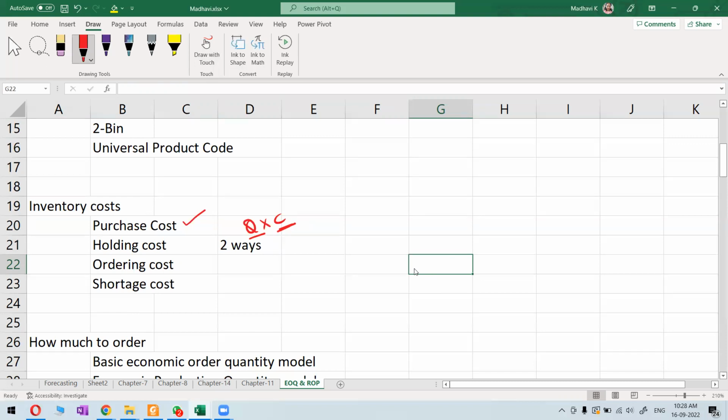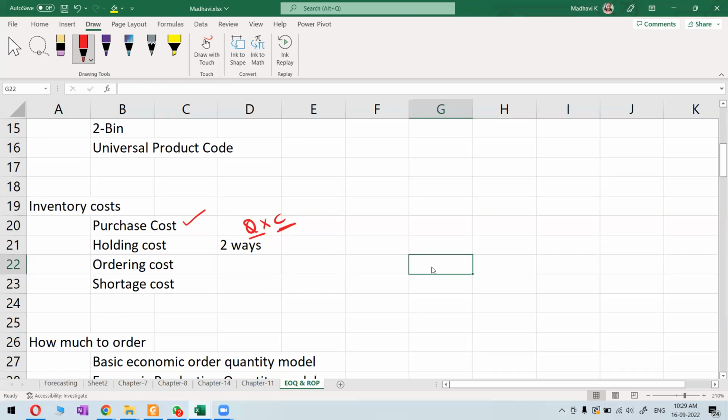And the second thing that comes into the picture is holding cost. This holding cost is how much we are holding, and the cost associated with it. If we hold it for a longer duration, there would be many costs that come into the picture, and it can be represented in two ways. One is percentage of unit price and the other is dollar amount per unit.